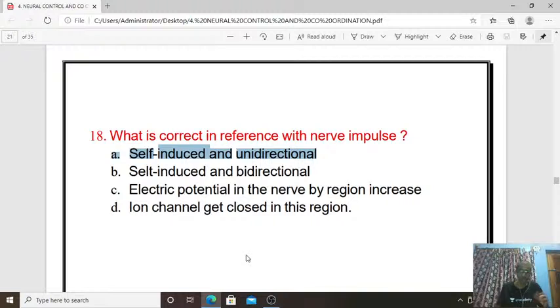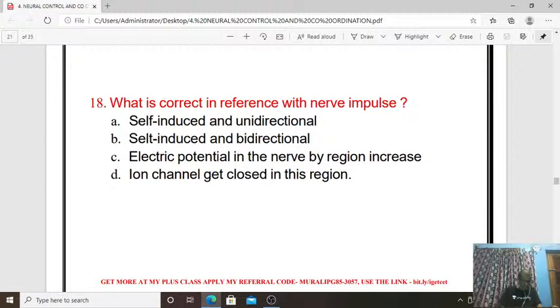So here, correct in reference with nerve impulse. How is the impulse going to be transmitted? It's a unidirectional flow and a self-induced type of phenomenon. So answer is A for question number 18. So it is not D, it is A. For the 18th question it is A.